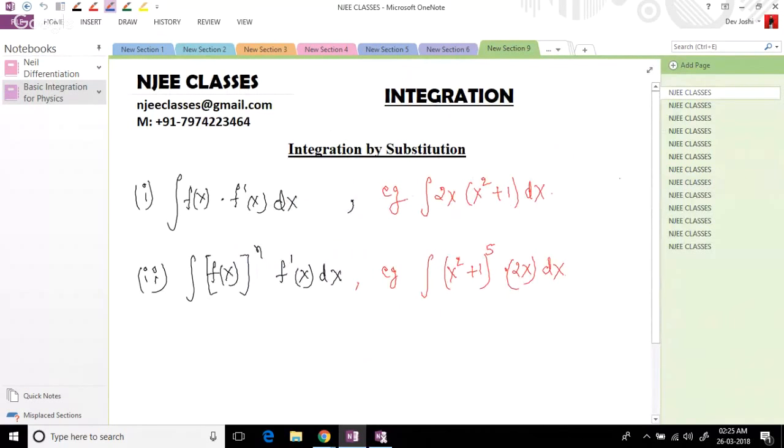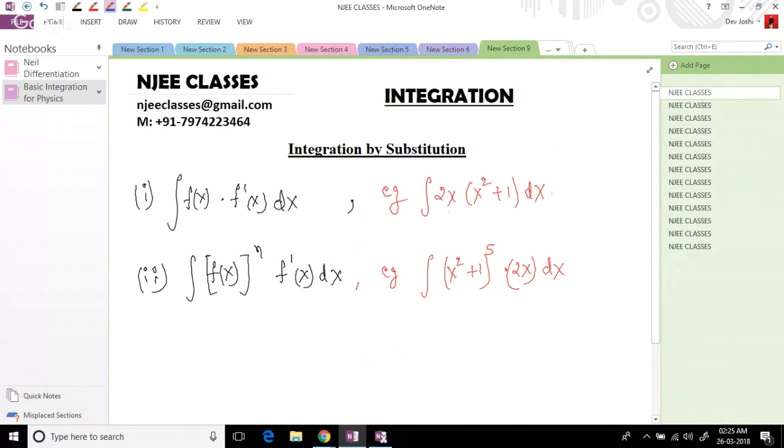Next section of integration is what? Integration by substitution. All right. So let's discuss integration by substitution. Substitution means we have to put some other value of a function. Substitution means we have to substitute a value for a given function. That is the meaning of substitution.